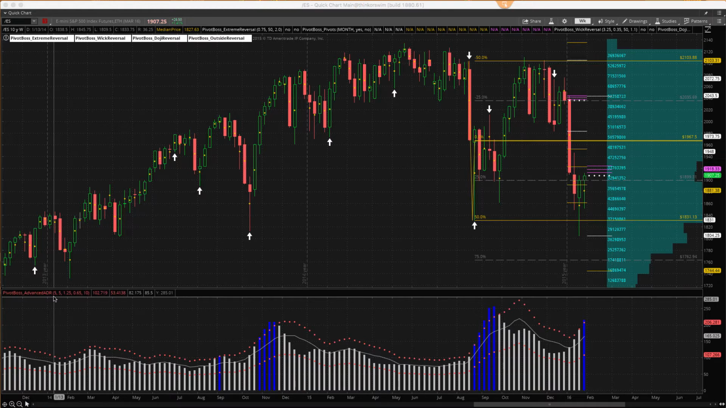I believe I made an ADR indicator available before, but this one is even better. So I've upgraded it, and the last one was called Advanced because it was advanced for the time, but this one probably should be called Super Advanced ADR Indicator because it does so many more cool things.